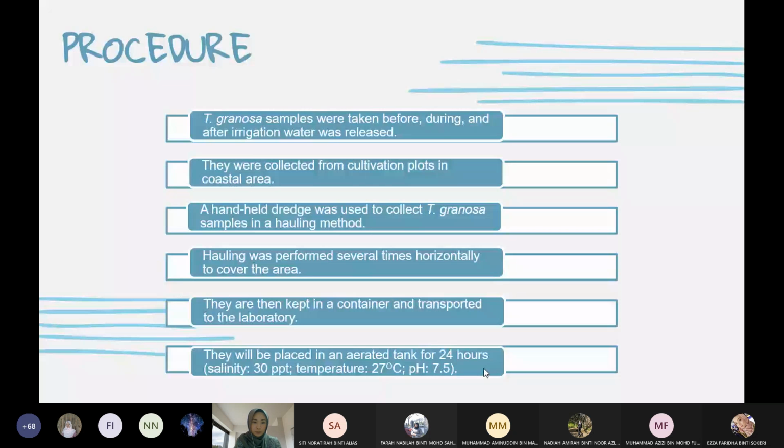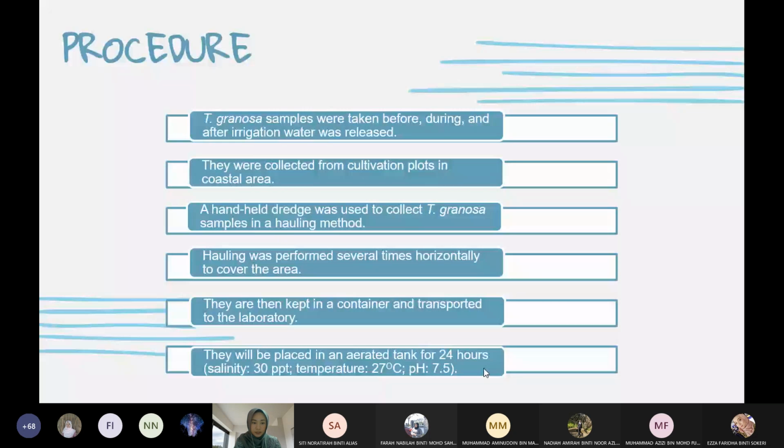The first step, which is sample collection, requires T. granosa samples to be taken in 3 different sampling events, which are before, during, and after irrigation water was released from the paddy field. They were collected from cultivation plots of S5 and S6, which was shown in the previous slide. Then, a handheld dredge was used to collect the T. granosa samples in a hauling method. The handheld dredge, which resembles a basket, was used because they also have a 1 mm mesh, so it is easier to collect them. Then, hauling was performed several times horizontally to cover the area.